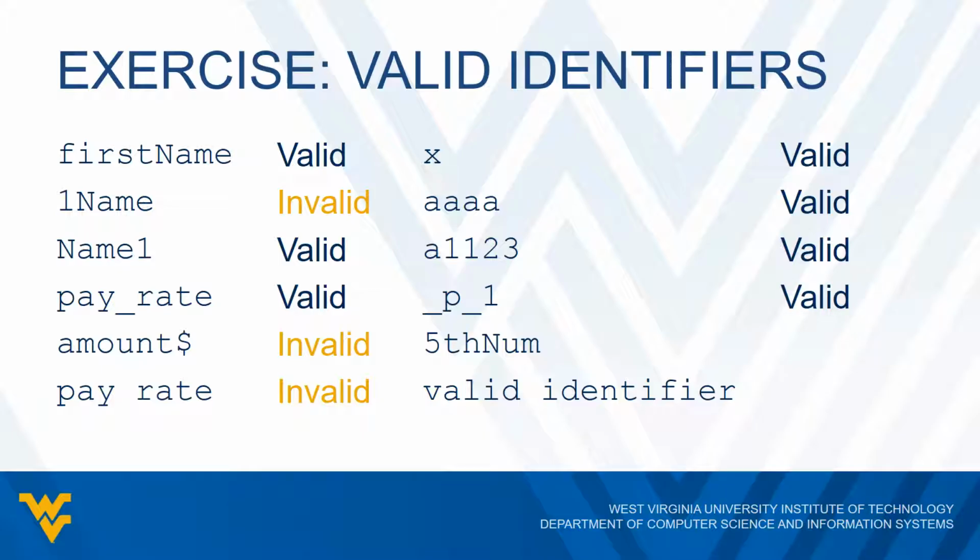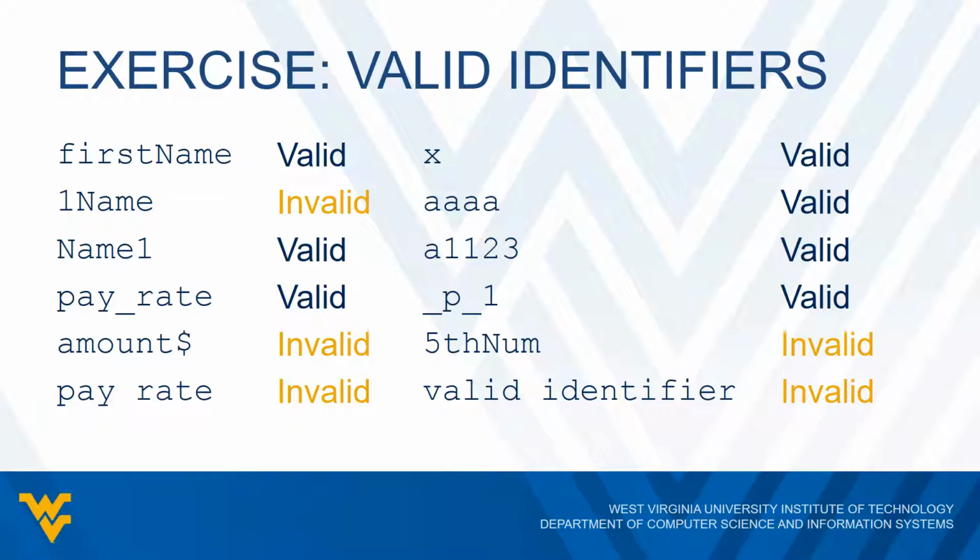Now, _p_1 is also valid because it does start with an underscore, which is perfectly fine for identifiers. And we never said there has to be just one underscore. We can have as many underscores as we want. So having p_1 following is perfectly fine because we have letters, numbers, and underscores. Therefore, this is a valid identifier. 5num is not a valid identifier, and that's because it starts with a number. Remember, our rule is that our identifier has to start with either a letter, whether it's uppercase or lowercase, or an underscore. It cannot start with a number. Since this starts with the number 5, this is not a valid identifier.